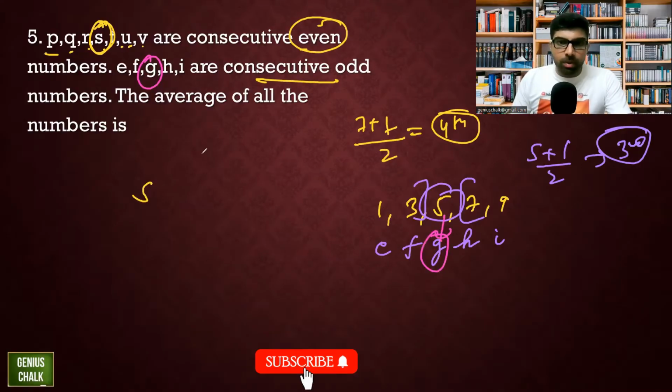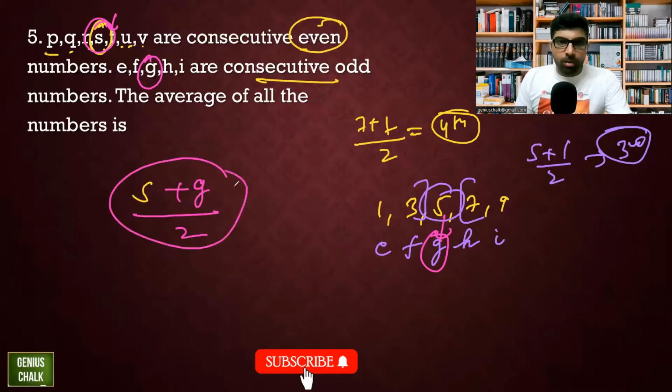So overall, S is the average of the first group and G must be the average of the second group. So the overall average will be (S plus G) by 2. Okay, the answer must be (S plus G) by 2.